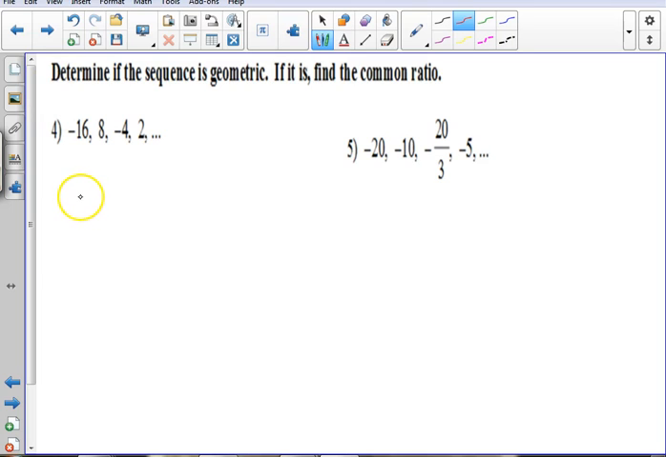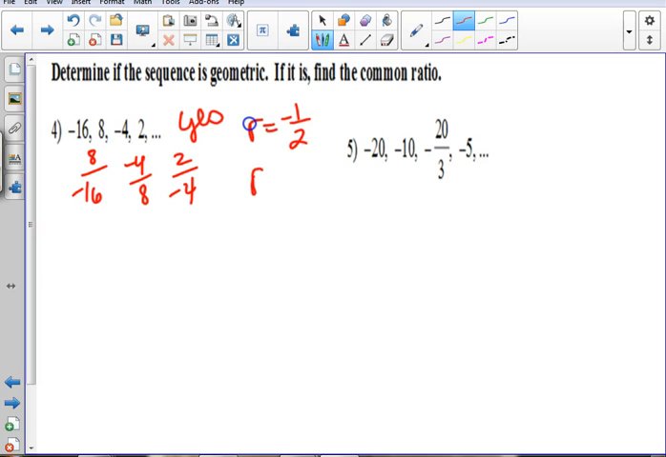So, is there a common ratio? Well, if I do 8 over negative 16 or negative 4 over 8 or 2 over negative 4, so I take each term and divide by the previous, am I getting the same ratio every time? Okay, so r is negative 1 half or negative 0.5, it's equivalent, I don't care.